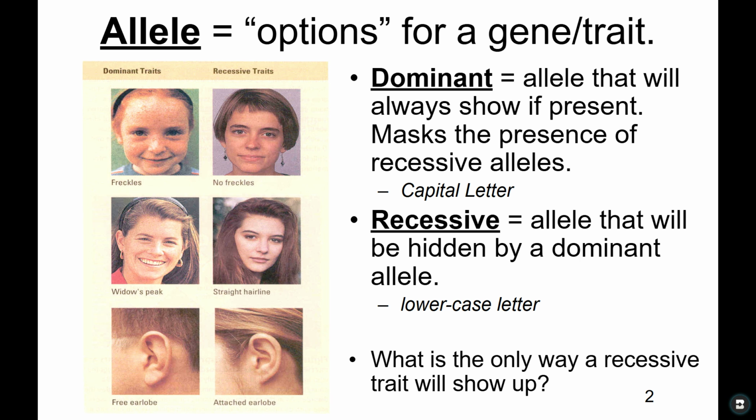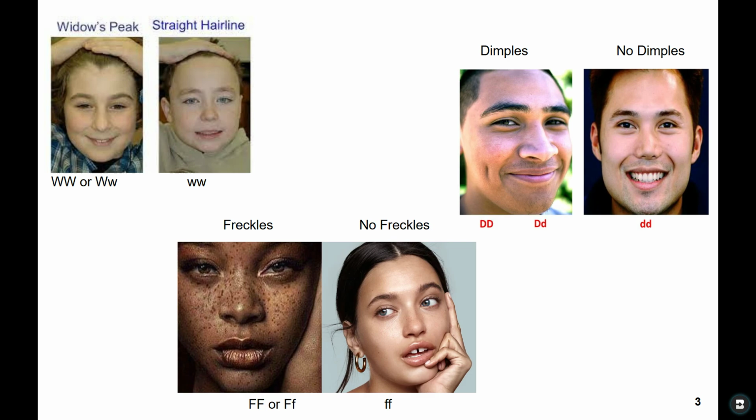Another fun one is whether or not you have a free earlobe or attached earlobe. If you can feel where the bottom of your earlobe attaches to your head, if it makes a little U and you can push it back and forth, that's a free earlobe, that's dominant. If it's attached and it goes straight into the side of your head, that's attached. So we denote recessive alleles with a lowercase letter. Think for a moment about what's the only way a recessive trait will show up.